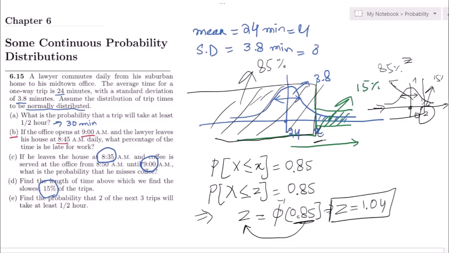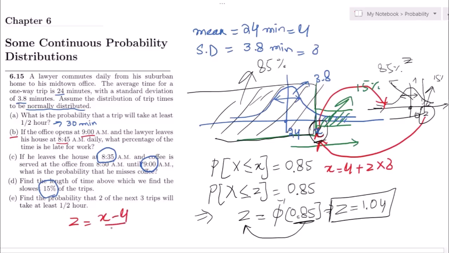So find the length of the time. We want to find out the value in time. After transforming to z, we have to transform it back into this x. So x equals mu plus z multiplied by sigma, which comes from the formula z equals x minus mu divided by sigma. Mu is 24 plus z is 1.04 multiplied by sigma, which is 3.8. Okay, let me find them out.